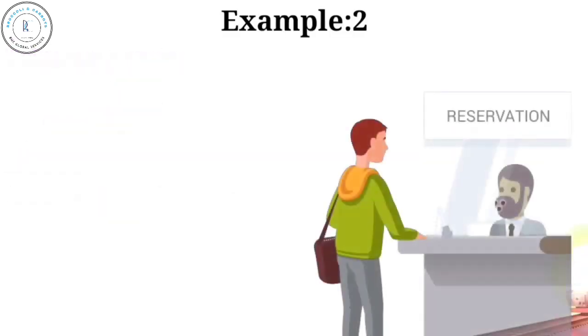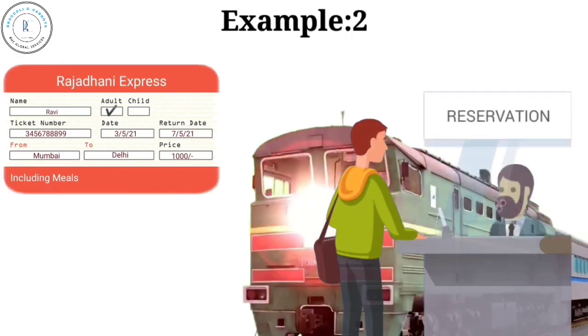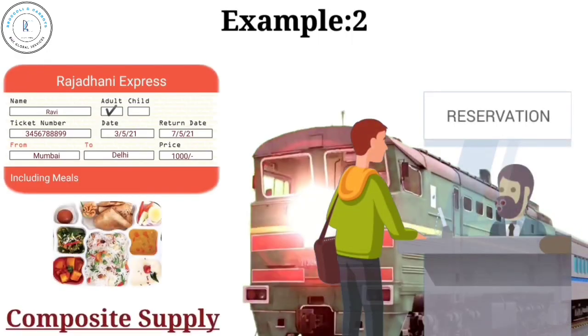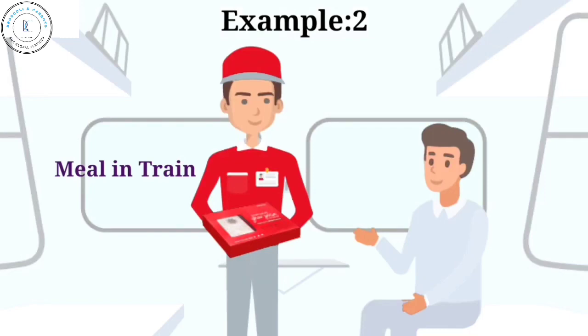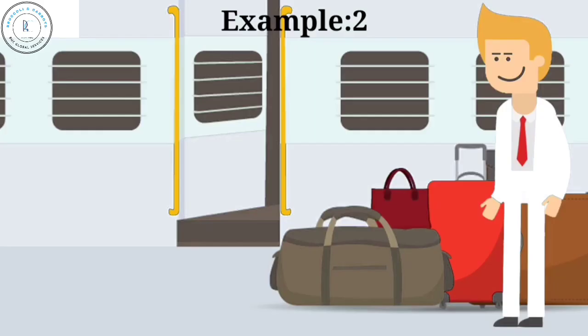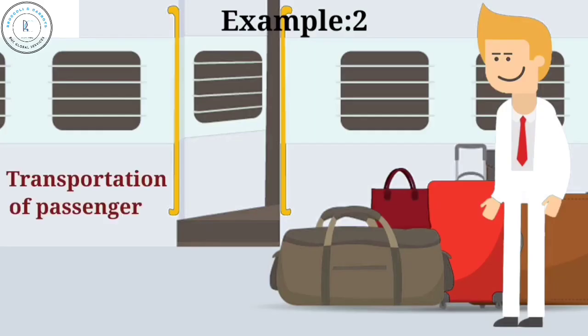Example: a passenger has booked a Rajdhani train ticket along with a meal. It is a composite supply because meal and train can't be sold separately. Hence, the transportation of the passenger is the principal supply.